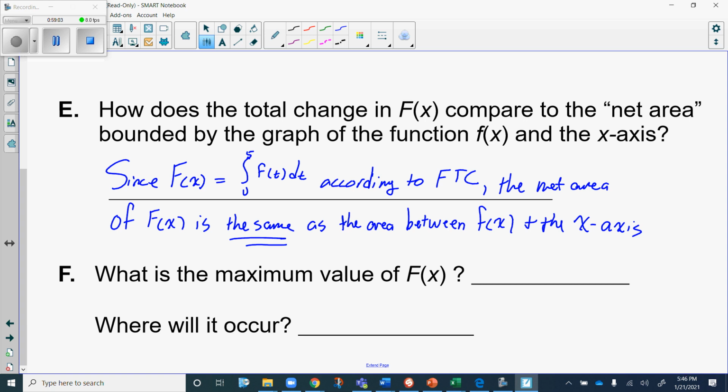So the maximum value of the antiderivative is f of 4, so that's what we're looking at here. And when will it occur? When x is equal to 3.